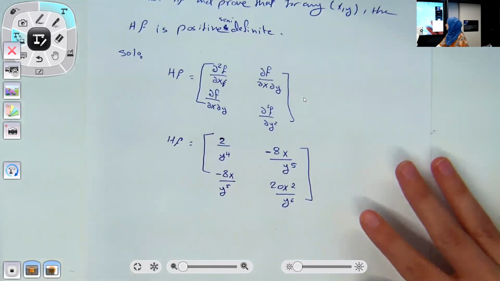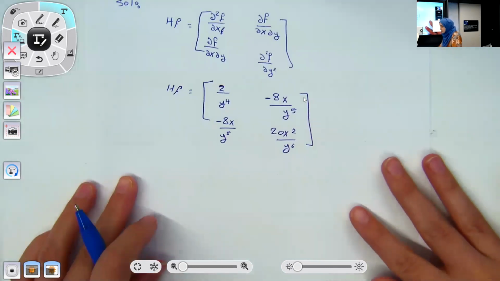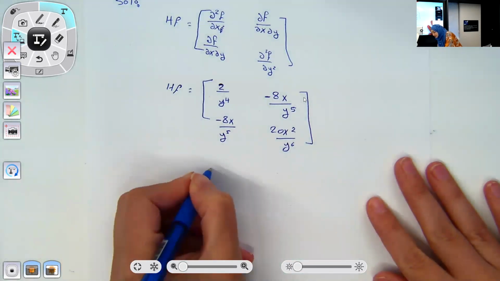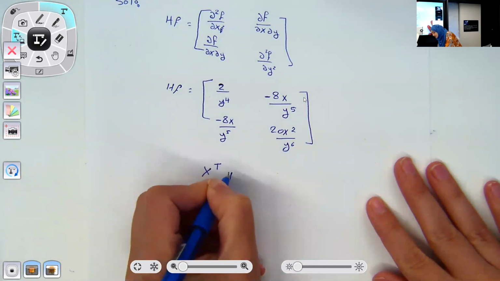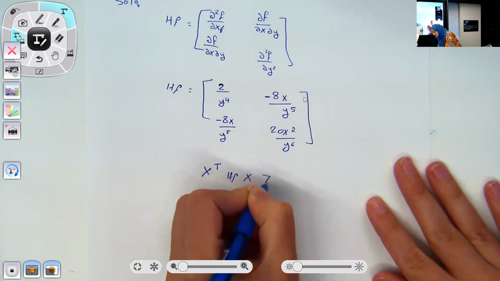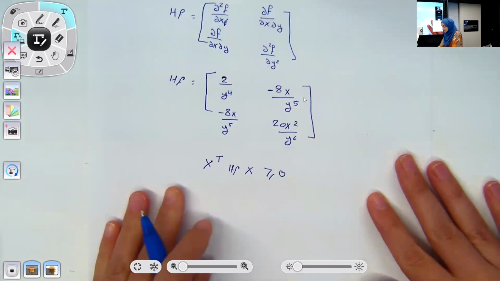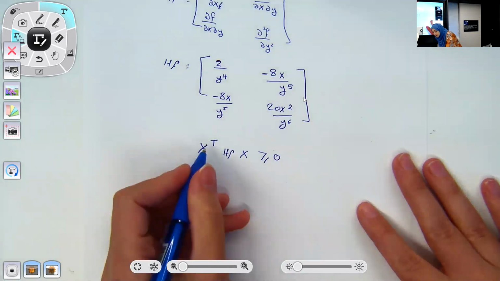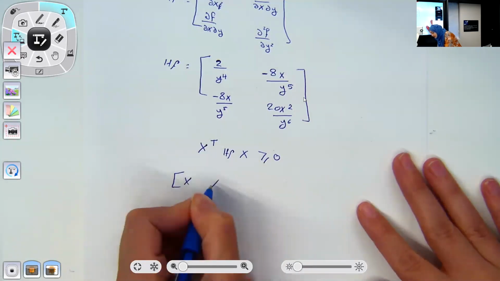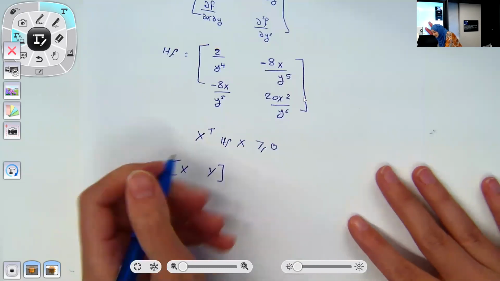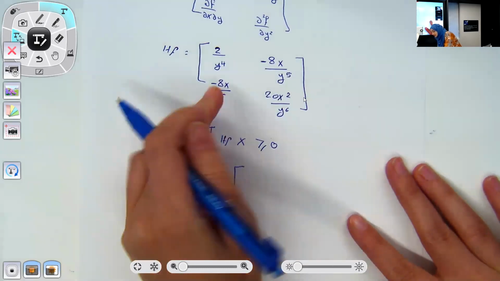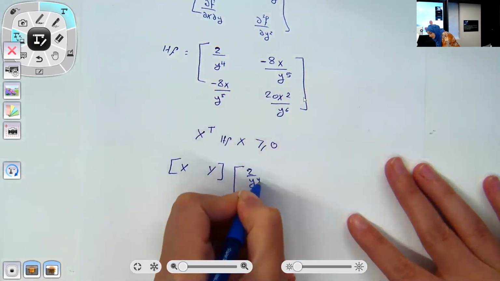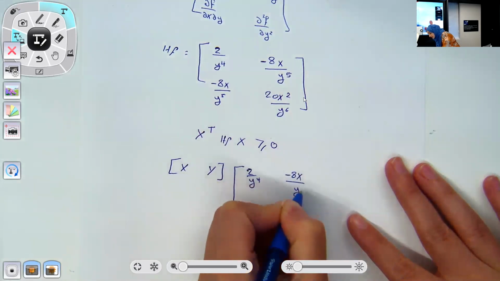Now we need to prove that it is positive semi-definite. Suppose that we have a vector, we need to prove that x transpose multiplied with the Hessian matrix times x is greater than or equal to 0. So suppose that we have the vector x which is not equal to 0. Suppose that this vector is x and y. Here we have x and y, multiplied with the Hessian matrix, which we found here. This is 2 over y to power 4, minus 8x divided by y to power 5.